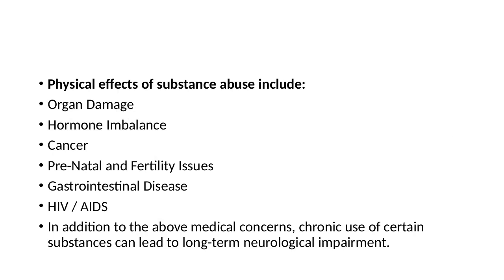So let's now look at the physical effects of this drug abuse. As we have already seen, some of these drugs have effects on organ damage. They will damage your organs. And remember, there are some organs that you can't live without. You can't live without your brain. You can't live without your heart. You can't live without your kidneys. You can't live without your lungs. So overuse or overconsumption of these drugs will have a lot of effects on these organs.